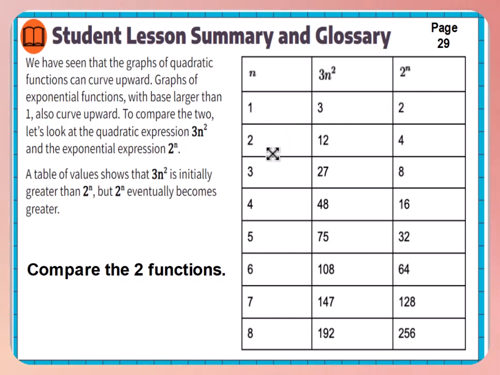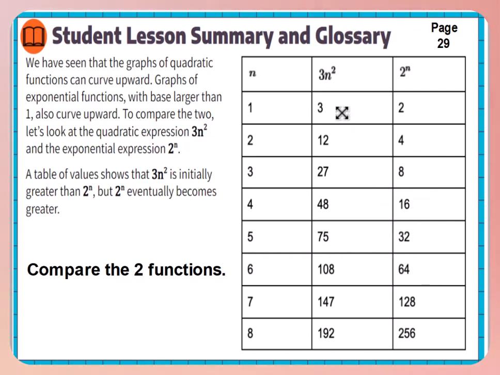We're going up by 1: 1, 2, 3, 4, 5, 6, 7, 8. And we calculate, when we input n, what 3n squared is. 1 squared is 1 times 3 is 3. 2 squared is 4 times 3 is 12, and so forth. Now 2 to the first power is 2, 2 to the second power is 4, 2 to the third power is 8, 2 to the fourth power is 16, and so forth.